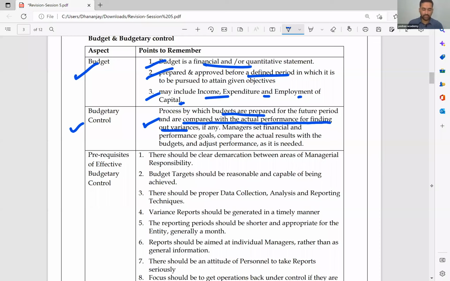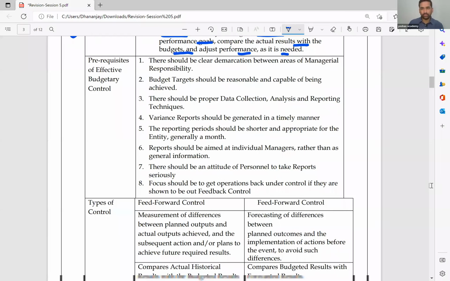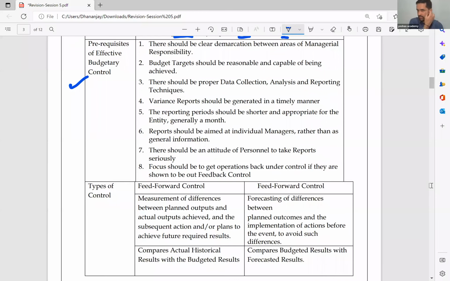Prerequisite of effective budgetary control. Number one, there should be a clear demarcation between the areas of managerial responsibility. Now, the problem with budgetary control is you prepare a budget and then that has to be implemented. And if you're not able to implement, or if we fail to get the desired result, you should know whom to talk to. For this, you first have to clearly assign the responsibility, clearly have one single spreadsheet with all the responsibilities and assign them to individuals A, B, C, D. So at the end of the year, with that same Excel sheet, you can assess the individual performance.